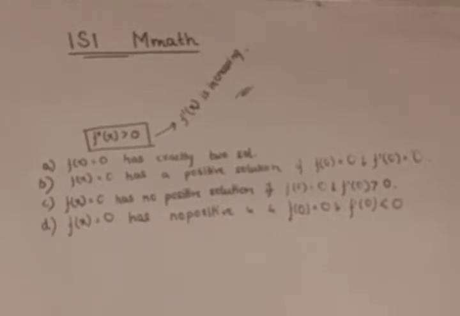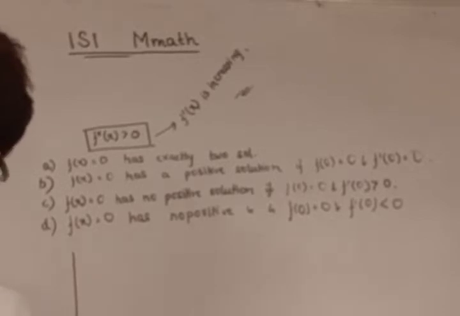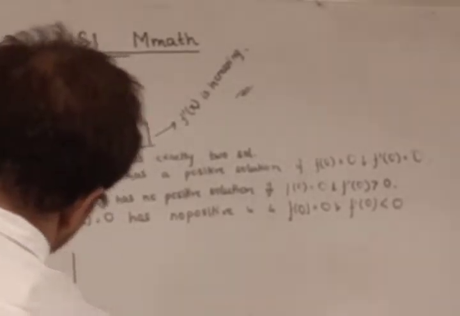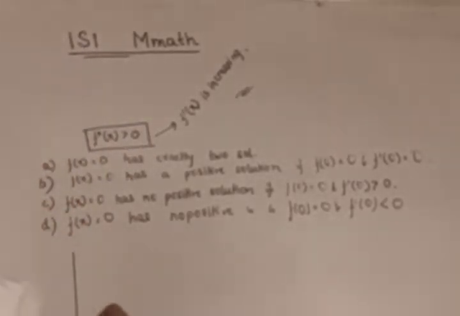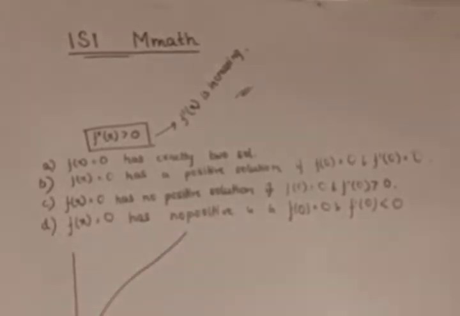Now the first option says f(x) equals 0 has exactly two solutions. Okay, so let us draw a graph of f(x) where f dash is increasing. So we are trying to draw a graph such that f dash is increasing like this. This is basically the graph of the slopes. So let me just shift it a bit upwards.